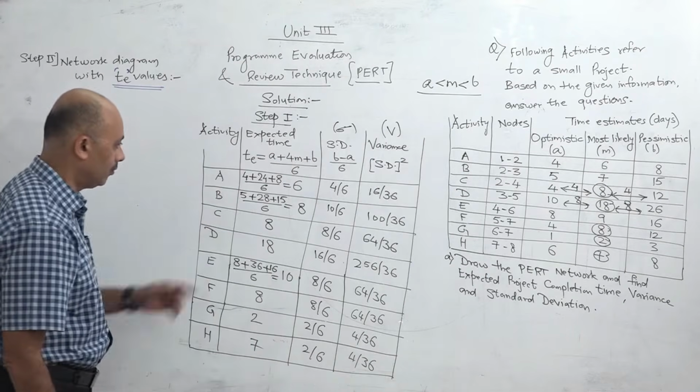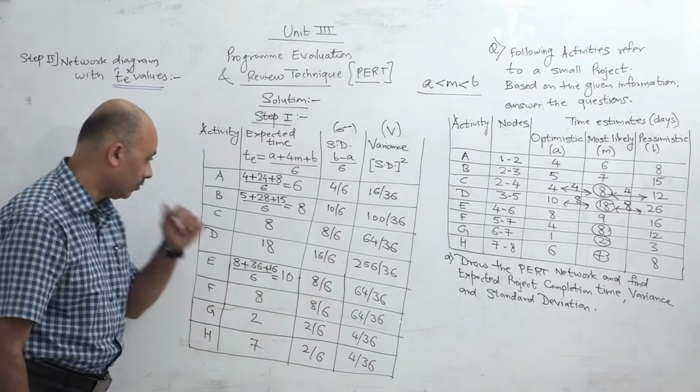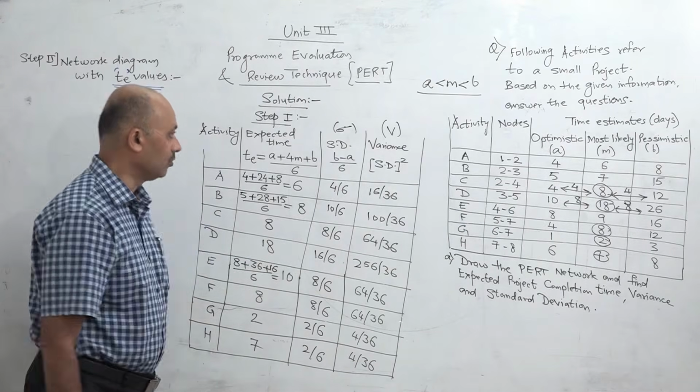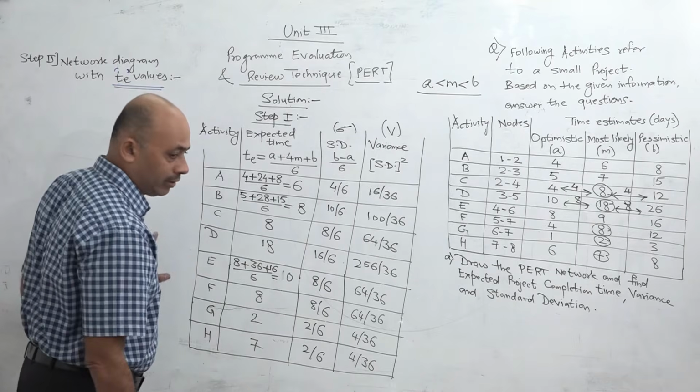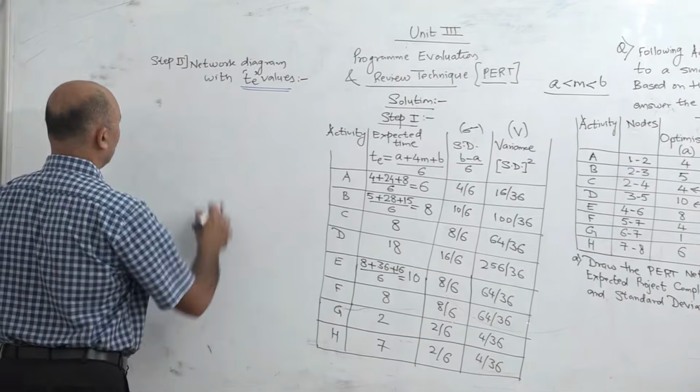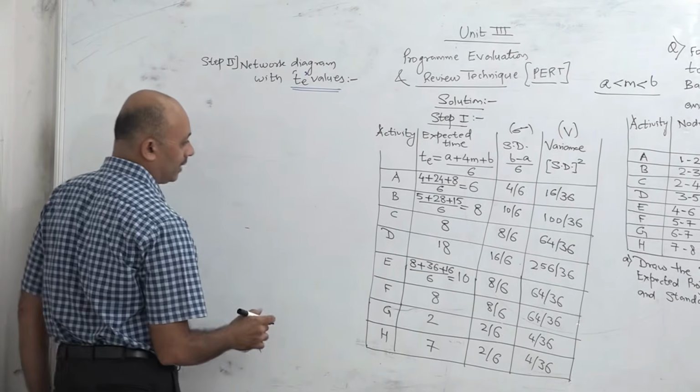These are the squares of the sigma values, that is the variance. So now we have the TE values, the SD value, and the variance value. Now we are ready to draw the network diagram, because the network diagram we should draw with only TE values. So step number 2 is the network diagram with TE values.